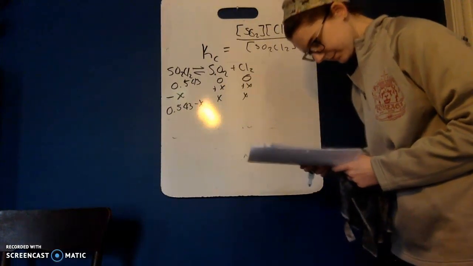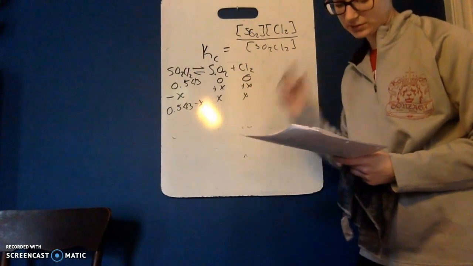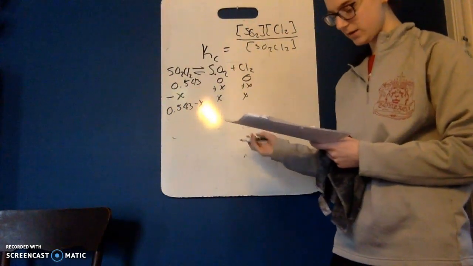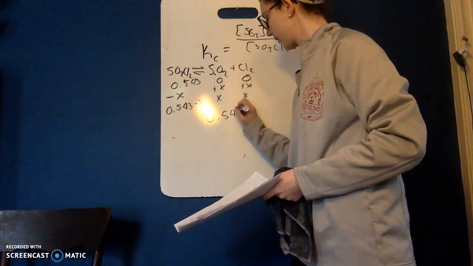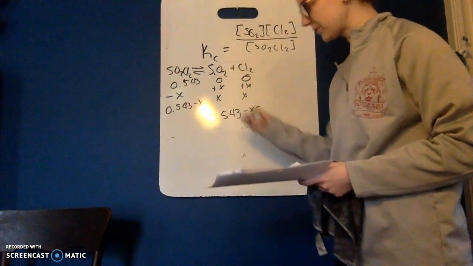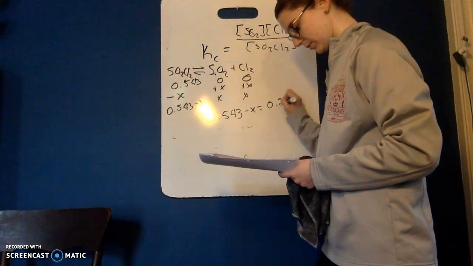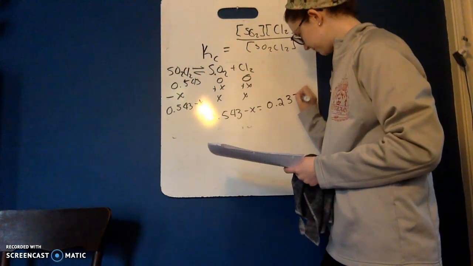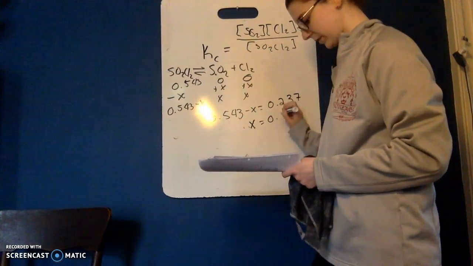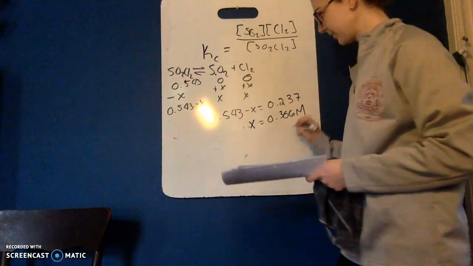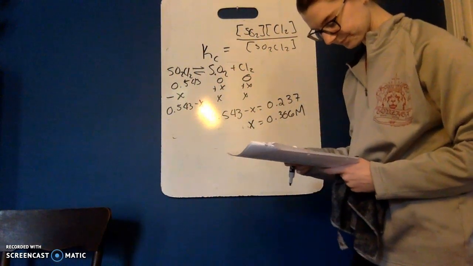I am given the equilibrium concentration of SO2Cl2, so again, I don't have a value for this Kc, but what I can do is set up this expression, 0.543 minus x is equal to the concentration of SO2Cl2 at equilibrium, which is 0.237. I can go ahead and solve for x, and I find x is equal to 0.306 molar. So that's going to be the concentrations of SO2 and Cl2 at equilibrium.